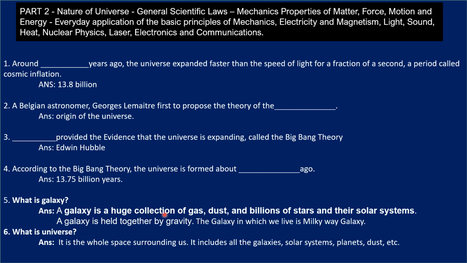What is a galaxy? A galaxy is a huge collection of gas, dust, and billions of stars and their solar systems. A galaxy is held together by gravity. The galaxy in which we live is the Milky Way galaxy. What is the universe? It is the whole space surrounding us. It includes all the galaxies, solar systems, planets, dust, etc.